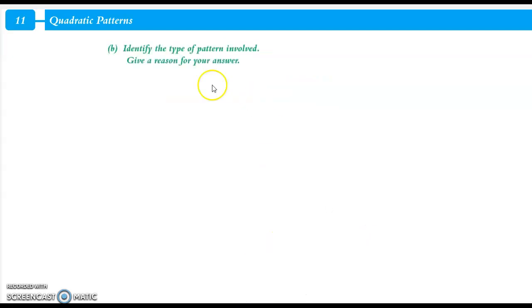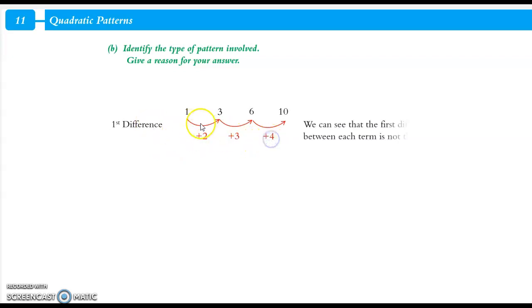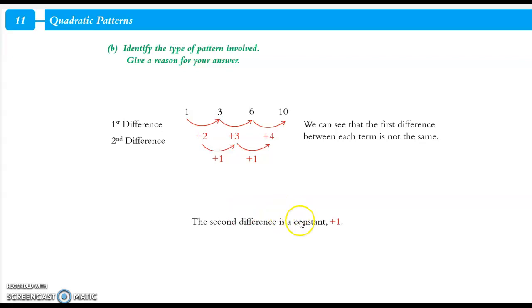Okay, so identify the type of pattern involved and give a reason for your answer. If we look here again, 1, 3, 6, and 10 are the blocks that are involved. And if we notice here, our first difference this time is changing. Our first difference, 1 to 3 was add 2, 3 to 6 add 3, 6 to 10 add 4. We can see that the first difference between each term is not the same. So if we go one more difference on here, from the 2 to the 3 you're adding 1, 3 to the 4 you're adding 1, and now the second difference is a constant. It's plus 1. So when the second difference is a constant, we get what is known as a quadratic sequence because the second difference is a constant number.